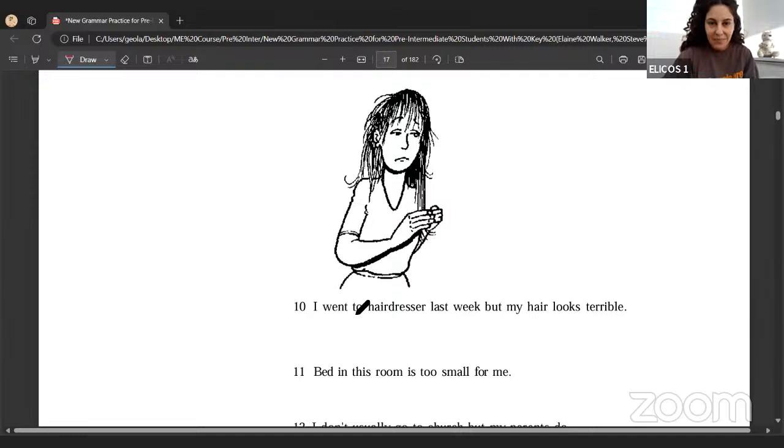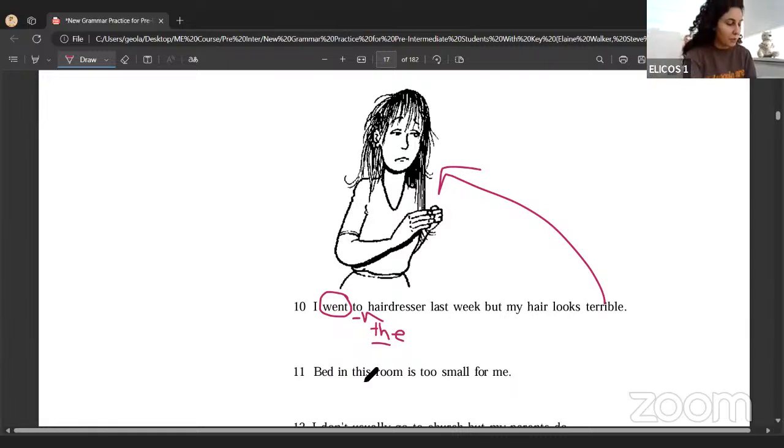We have a picture here. I went to the hairdresser last week, but my hair looked terrible. You could tell she doesn't look happy. It looks terrible. That means it looks bad. So when we talk about going to a place, we could say went. That's the past simple of the verb go. I went to the hairdresser. We need to say the. I went to the bank yesterday. I went to church. We don't put it for church.